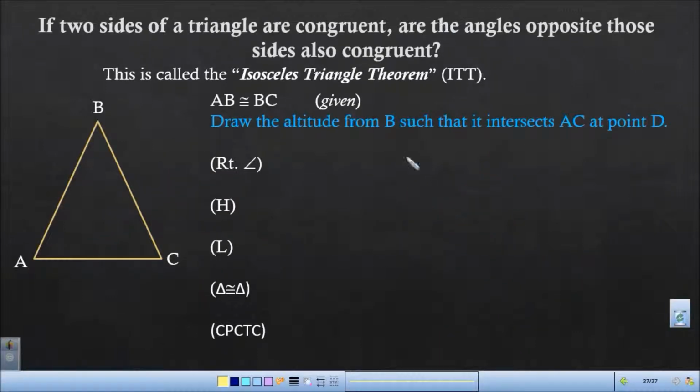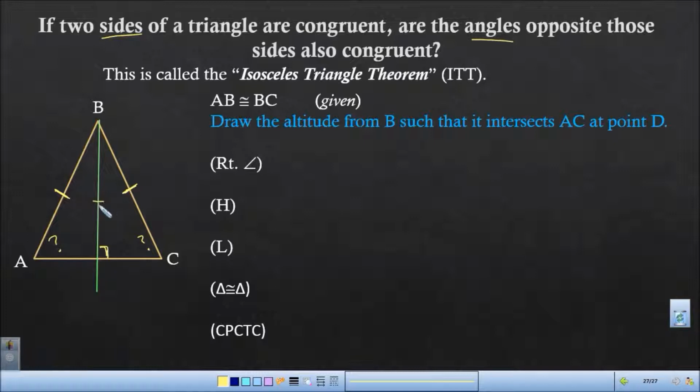Okay, so here's our first question, our first theorem. If two sides of a triangle are congruent, are the angles opposite those sides congruent? So we know that AB is congruent to BC. The question is, is A congruent to C? To find out, we draw the altitude from B so that it intersects the opposite side at a right angle. So here we have right angles. The hypotenuses are congruent. The hypotenuse of each triangle is congruent to the other because it was given to us.